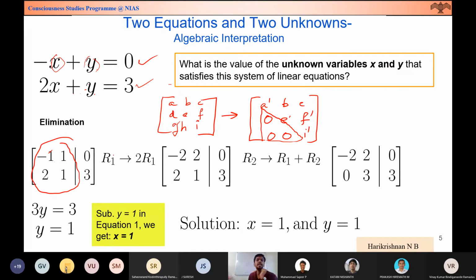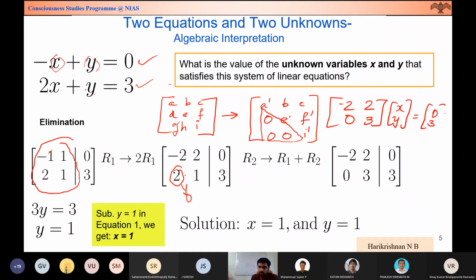The first step I will do is multiply the first row by 2. So here you can see the first row is changed to -2, 2. Then I need to make this entry 0, so I am going to add the first row to the second row. Row 2 changes to row 1 plus row 2. So here you can see that it is of the form -2, 2, 0, 3. Now you can see the benefit of this. So this is of the form -2, 2, 0, 3 times x y equal to 0, 3. So here I can directly say that 3y is equal to 3 and y is equal to 1.